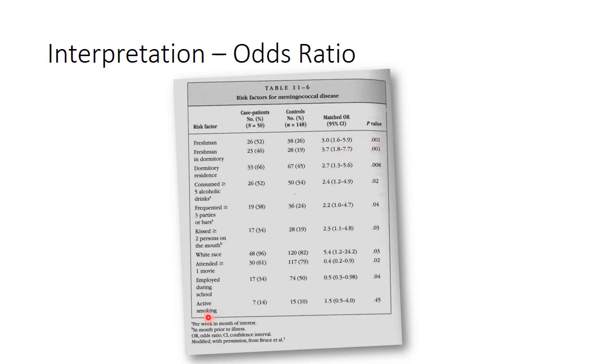Versus something like, say, active smoking. I see here that there's the odds ratio, even though it's 1.5, it would appear that smoking would increase your odds of developing meningococcal disease, but this includes 1. So it goes anywhere between 0.5 to 4. You can see this would be non-significant here.